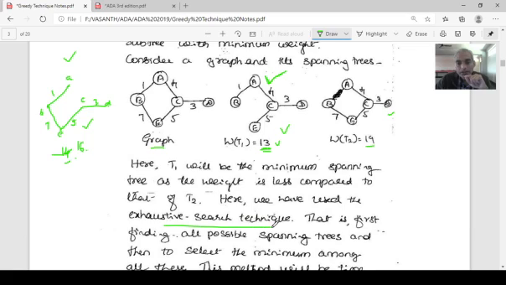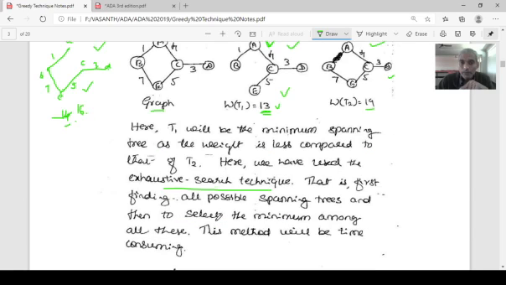So what does exhaustive search technique mean? You keep on drawing. First you draw this tree, then this tree, then this tree. Like this you construct all the trees. After constructing all spanning trees, you try to find each total. The first spanning tree's total is 16, the second spanning tree's total is 13, then 19, and so on. After finding the totals of all spanning trees, you check which is minimum. That method is called exhaustive search.